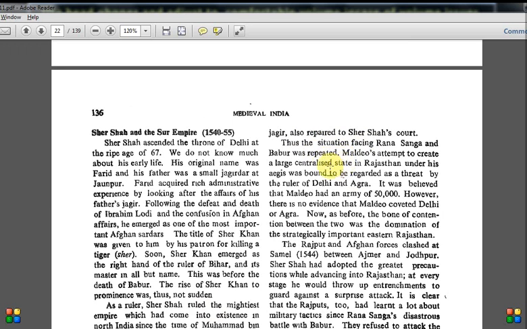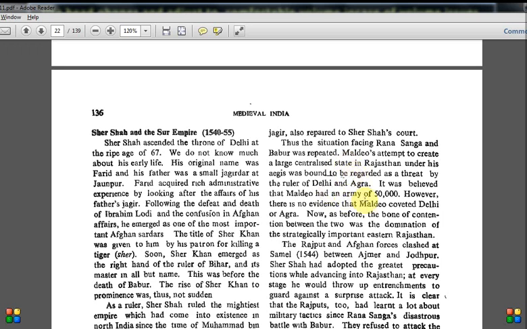Maldio's attempt to create a large centralized state in Rajasthan under his aegis was bound to be regarded as a threat by the ruler of Delhi and Agra. So Maldio was one of the biggest threats. Last time in Humayun's story we learnt about Bahadur Shah. So in the same way, now in Sher Shah's time there is another person called Maldio who is a threat.